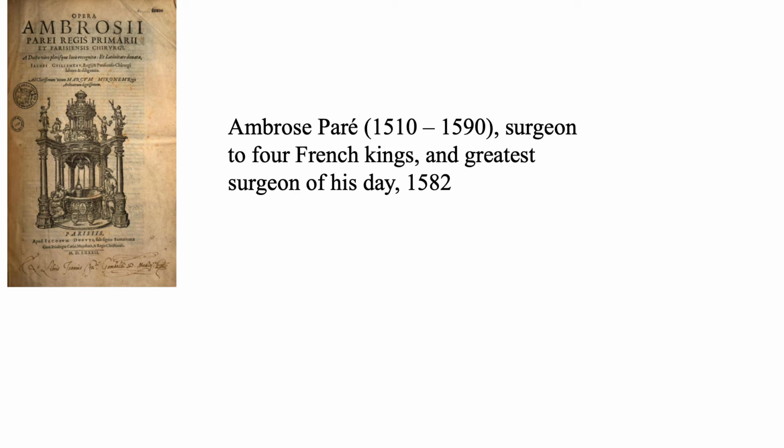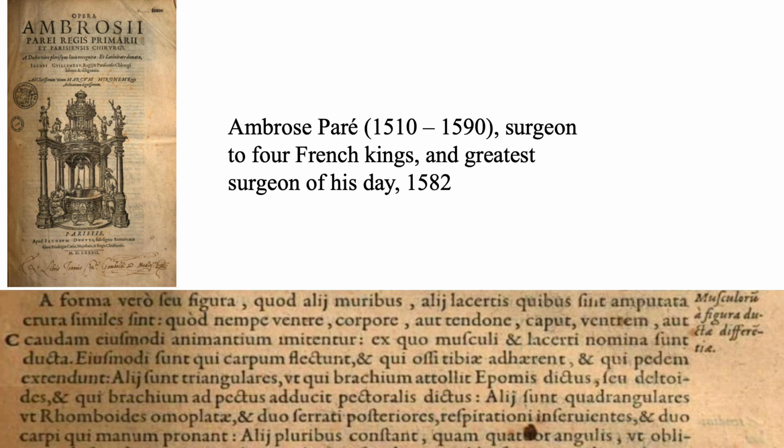Ambrose Paré was one of the first early modern surgeons to use the word deltoid, and he used it here, as you can see, when describing the function of the different muscles and what they do to arm movements. Now you can see he wrote in Latin.